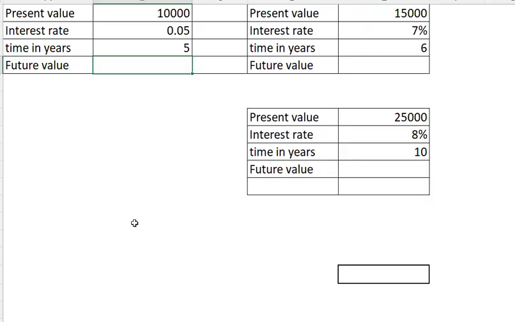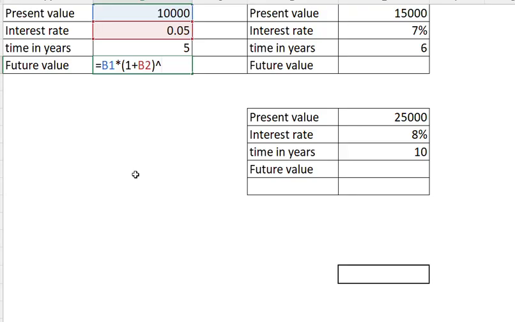So taking the example, the present value 10,000 is invested today with 5% interest over a period of 5 years. So we will take equal to, click on the present value of investment, that is 10,000, multiply, open the bracket, 1 plus the interest rate, that is 5%, bracket close, then power of.